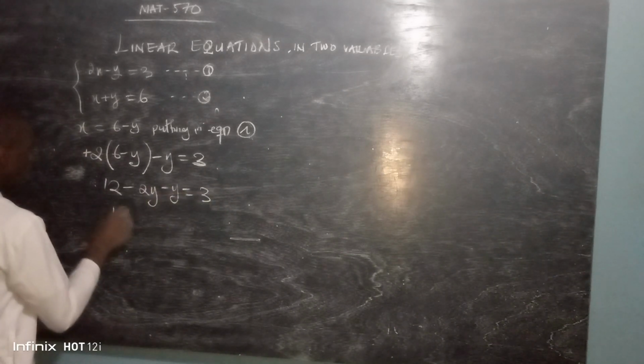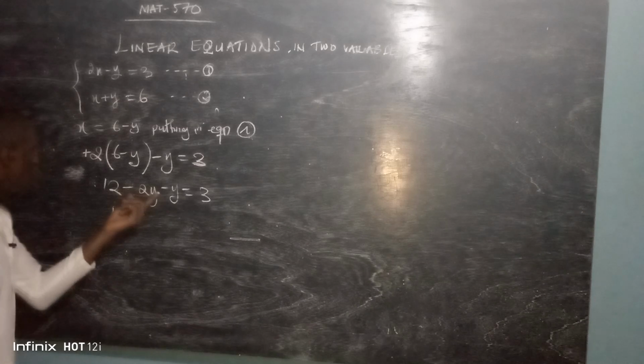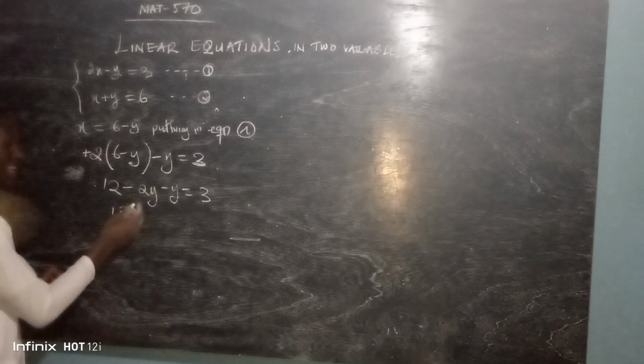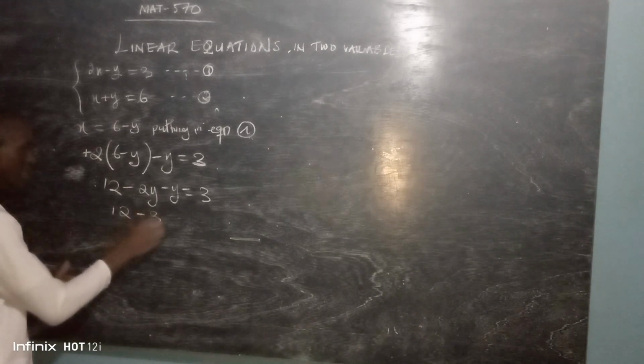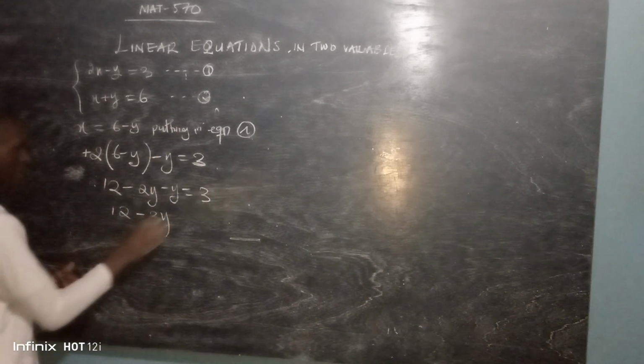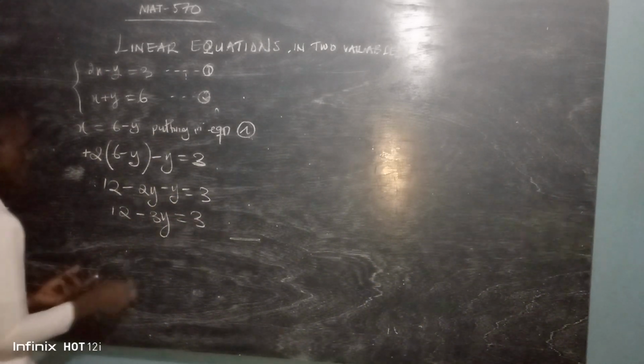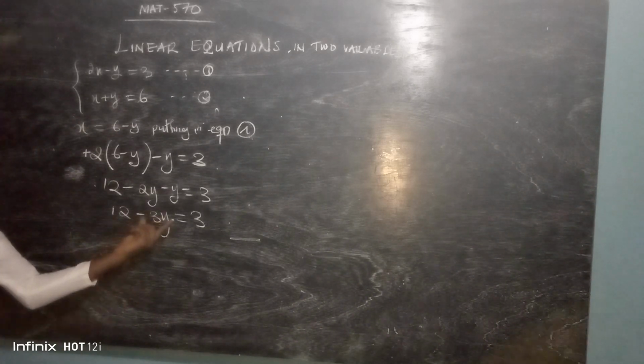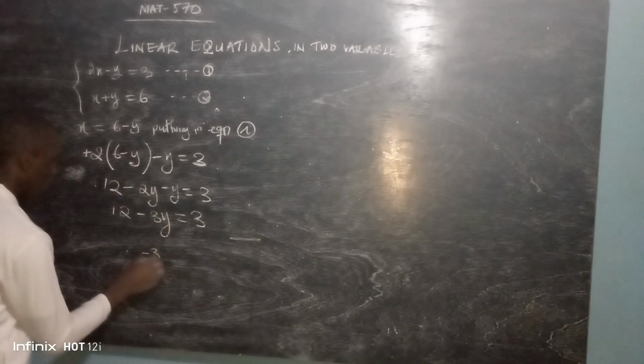Now I have 12 minus what? When you owe 2 things and you owe another 1 thing, in total you owe 3 things, right? So I have what? Negative 3y equals what? 3. Now I'll collect all the terms containing the variable on one side of the equation. So I have negative 3y here.